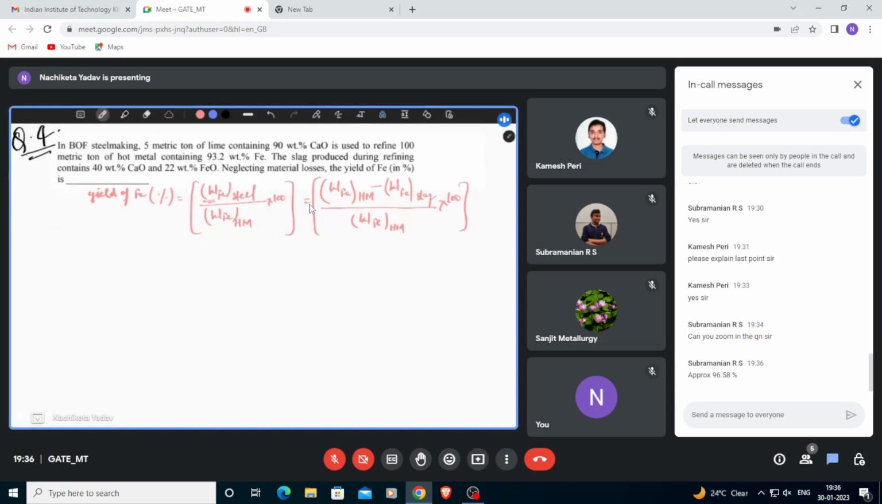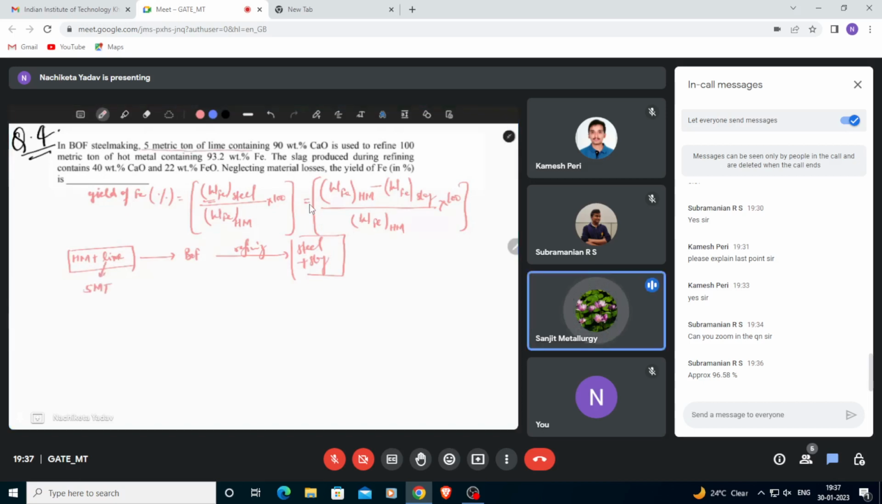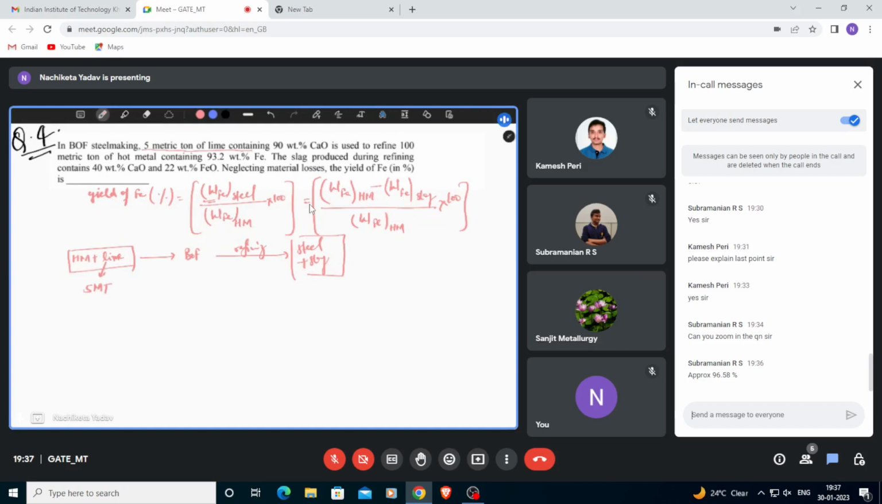So here, this is given: hot metal plus lime. In hot metal, we are adding lime in the BOF, and after the refining process, we are getting steel plus slag. It is given 5 metric ton of lime. You can say a ton is simply 1000 kg.